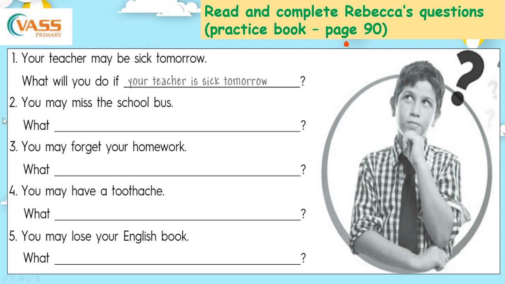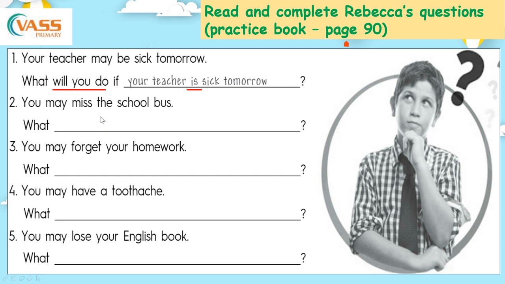Okay, we'll do one more for an example. Okay, we see. What will you do? Because we have our question word at the beginning of all of these questions. We have our question word, and then we know it will be future tense because it's our main clause. What will you do? If your teacher is sick tomorrow, you see, is because our teacher, just one, is sick tomorrow. Okay.